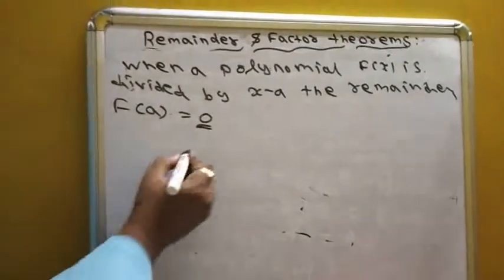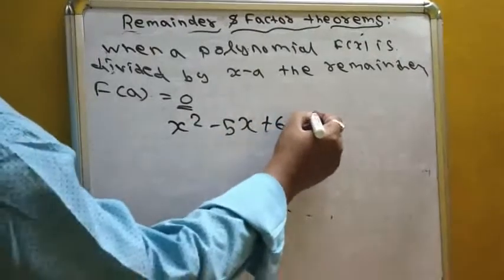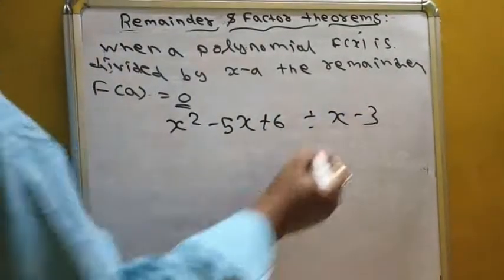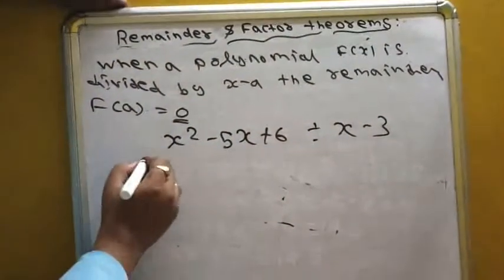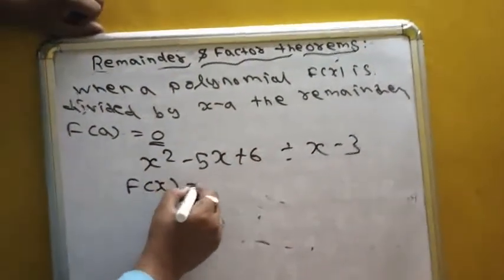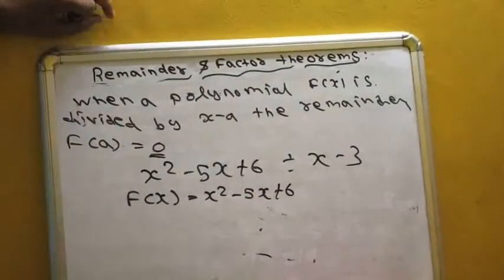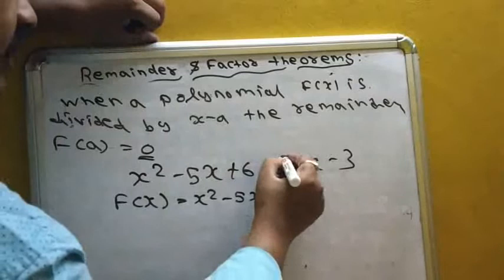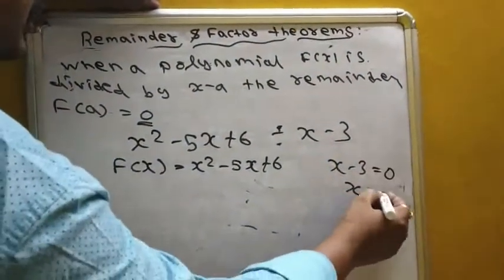The best example I am taking here: x square minus 5x plus 6 divided by x minus 3. So what you have to do? First, this one is the f of x, you can write x square minus 5x plus 6. You have to prove whether it is a factor or not. So x minus 3 equal to 0, take x equal to 3.